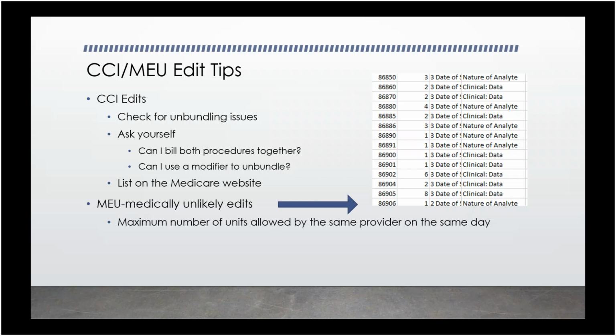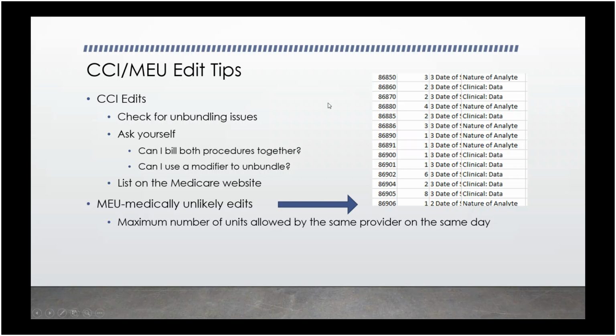The MEU, medically unlikely edits, and so it should have been MUE instead of MEU. Excuse me. What it should have stated is the maximum number of units that are allowed by the same provider on the same day. So we normally see these for drugs and for other tests and labs. That's what we're looking at right now on the screen: these 86,000 codes. These are for labs. So how many times could one provider actually run labs and bill for them?